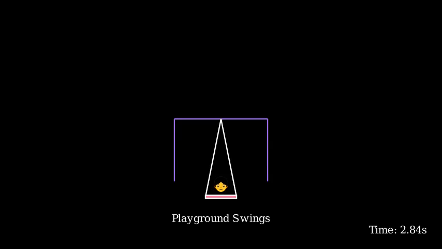Let's summarize what we've learned. For a simple pendulum, the period T equals 2 pi times the square root of L over g. The period depends only on length and gravity, not on mass or amplitude for small angles. For a physical pendulum, the period T equals 2 pi times the square root of I over mgd. Here, the period depends on the moment of inertia, mass, distance to center of mass, and gravity. Understanding pendulums helps us grasp many important concepts in physics, from simple harmonic motion to conservation of energy.